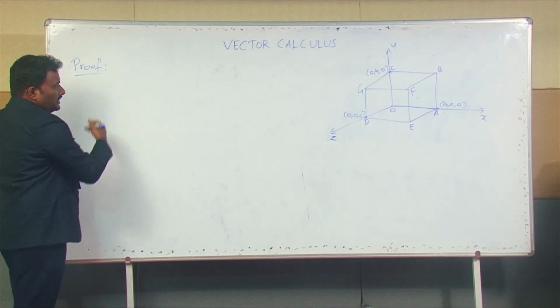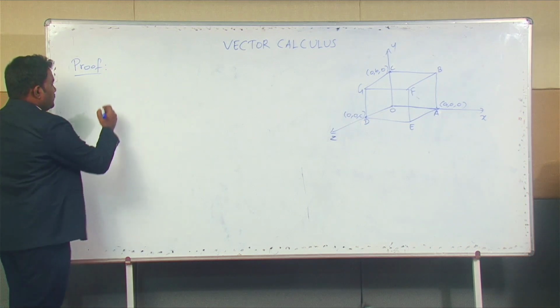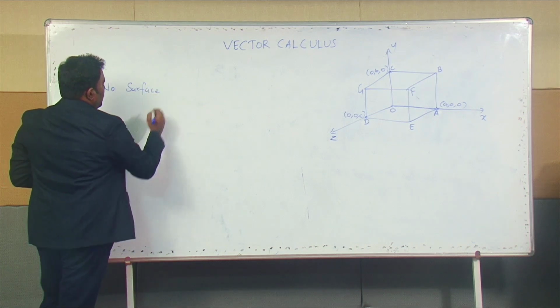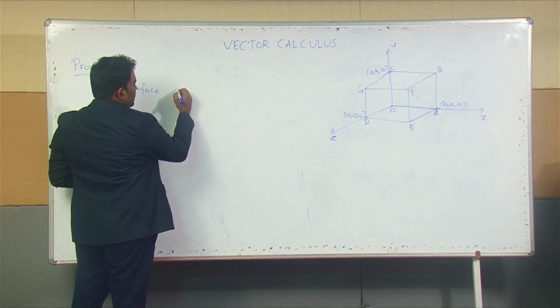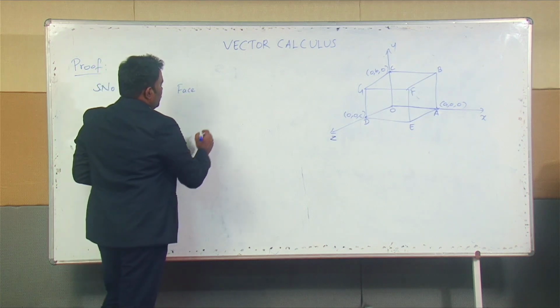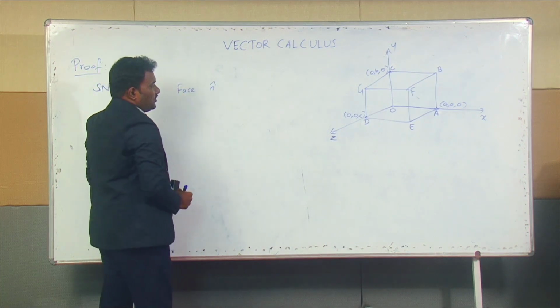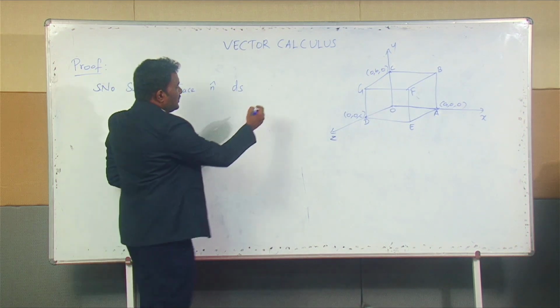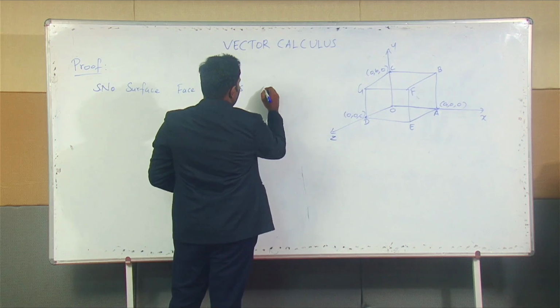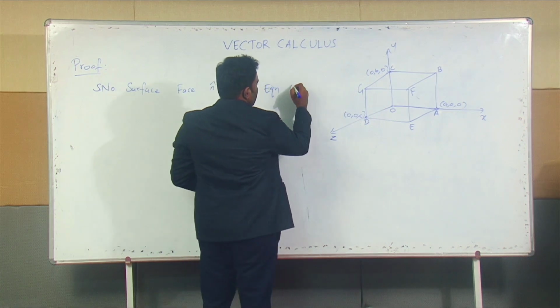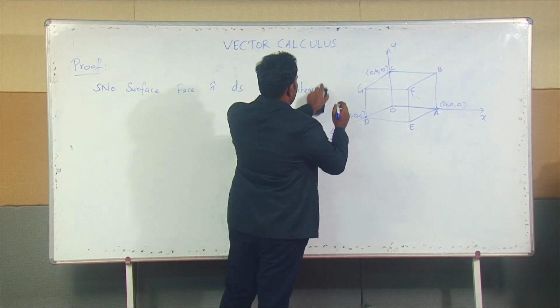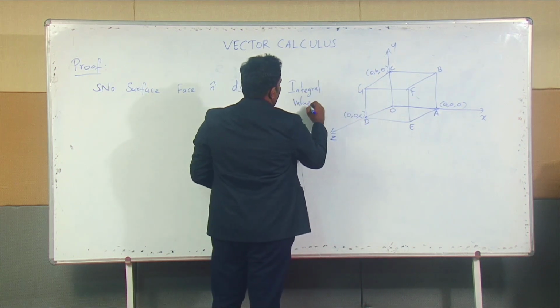So to perform that double integral, we can go for a table having the serial number, then the surface, then the face we take, then the n cap which is the perpendicular vector, then the integrand, that is double integral dS, then the equation of that plane, then the integral value. Okay.